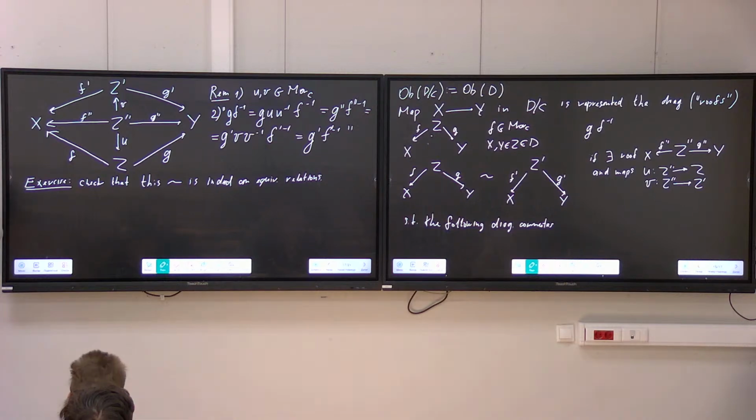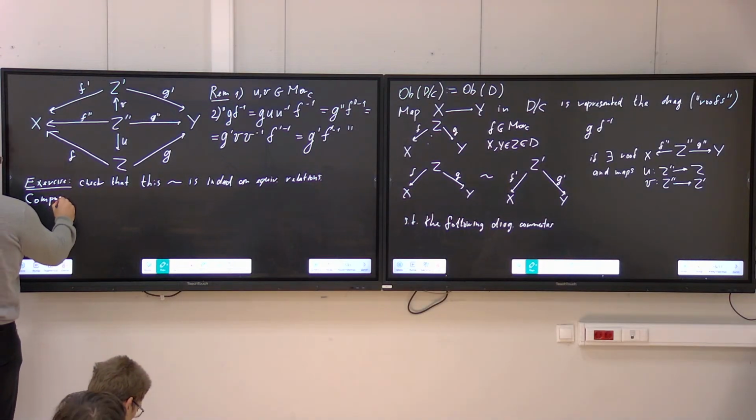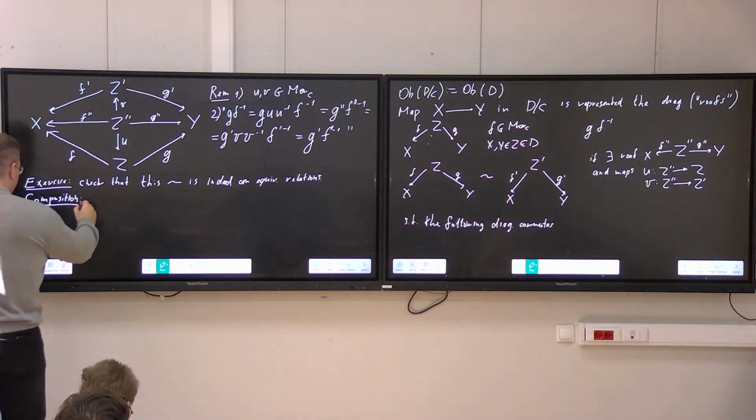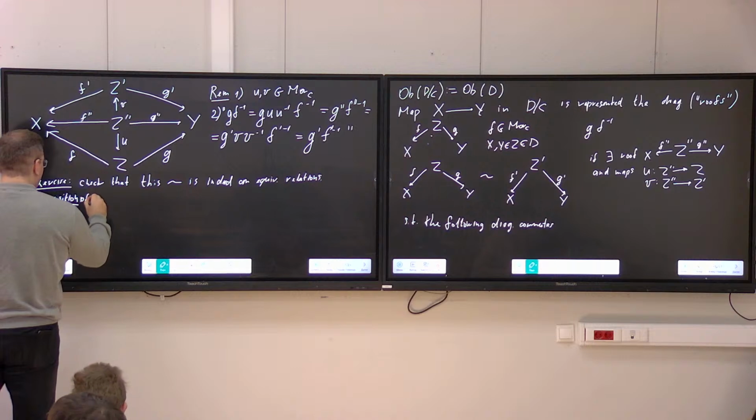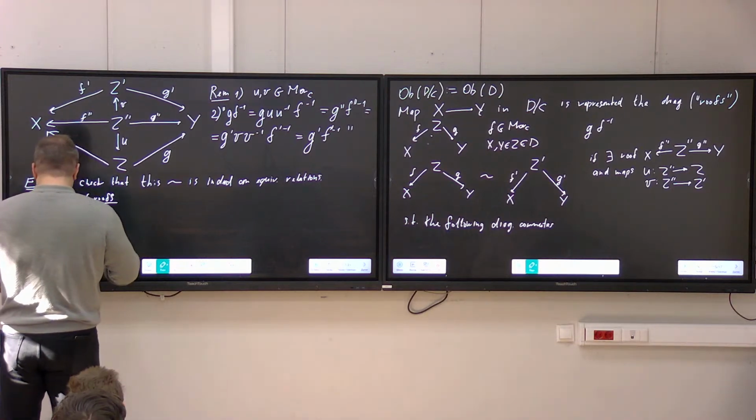So if I say that this is a morphism, I need to define the composition of morphisms. So let's define composition of roofs. Maybe let me say composition of roofs. So let's take.